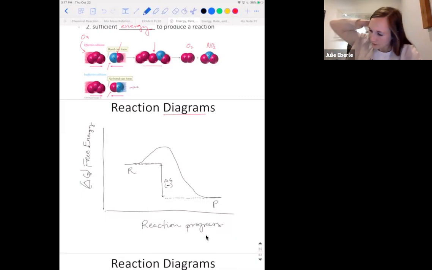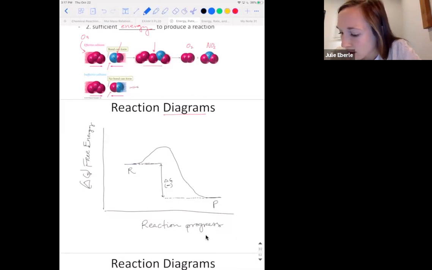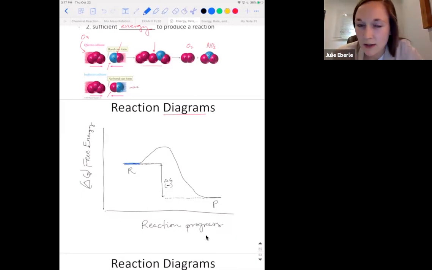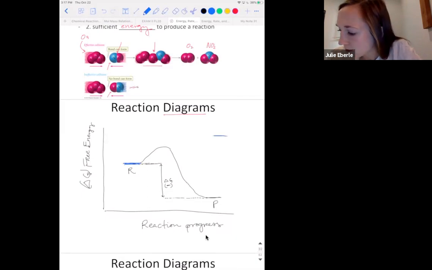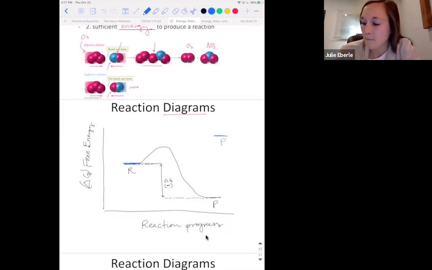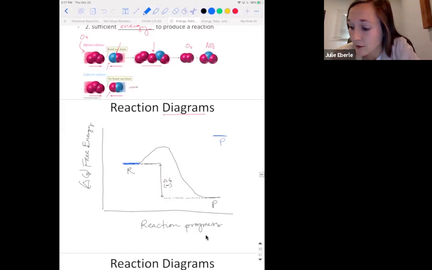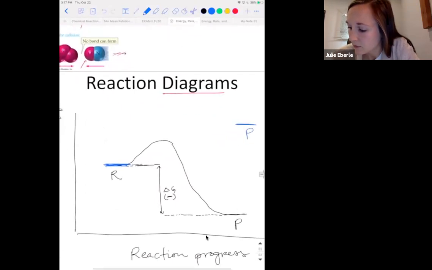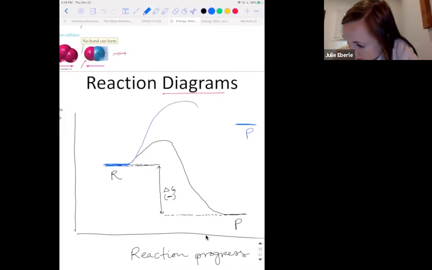I'm going to do it in a different color. Let's say we have another reaction and we're starting out with this amount of energy for the reactants. We'll just keep that the same. But let's say this time our products have this amount of energy. What would a reaction pathway for that look like? Well, you're still going to have an energy barrier. So we're going to have to come up even higher than the level of the products, okay? So we're still going to have an energy barrier, and then we can come down and make our products.